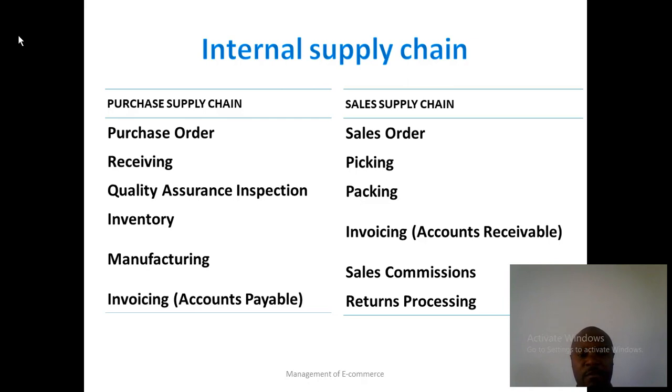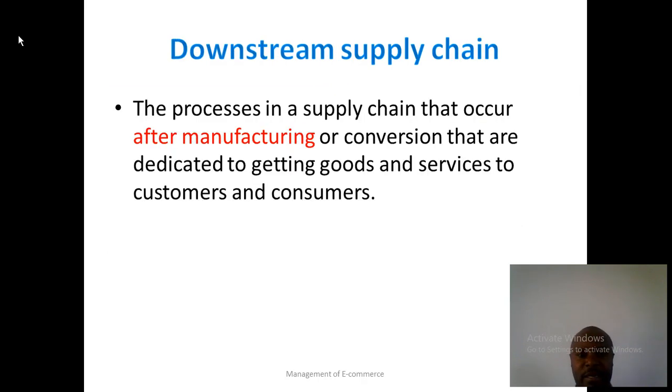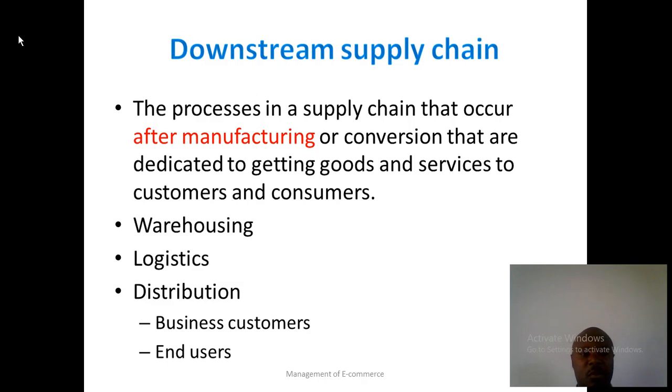Now let's move on to downstream supply chain. We are looking at the processes which occur after manufacturing of the product. These processes include warehousing, that is storage of the products, and logistics, that is distribution of products to either business customers or to end users.